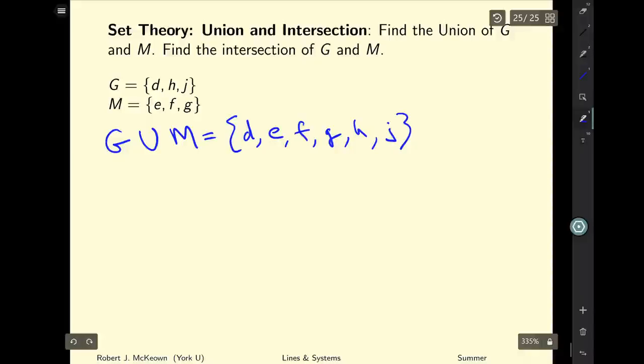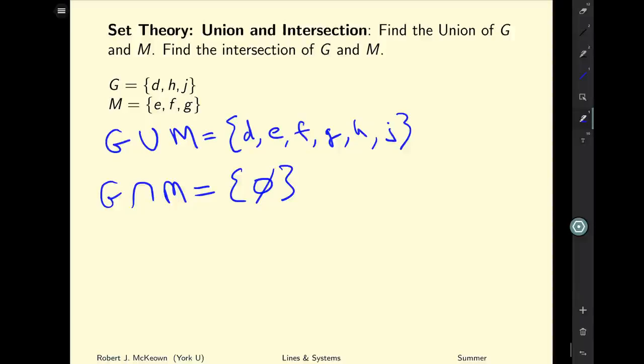Now, I tried to keep it in alphabetical order because that's the proper way to represent it. It's probably not necessary, but it's the best way to represent it. And so the union of G and M has 6 different variables in it. When we look at the intersection, neither of these variables appear in both the set G and the set M. So we can say that the intersection of these two sets is empty, or it is the null set.